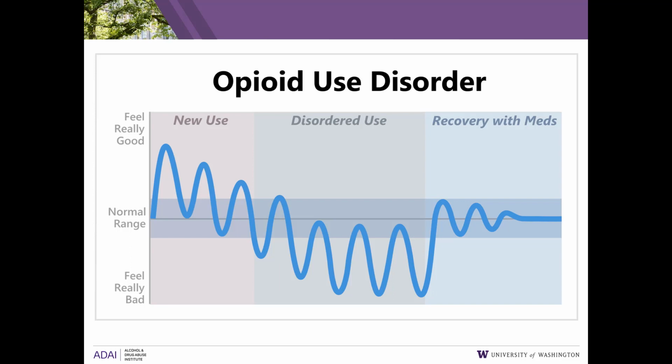Some people, when they try heroin or other opioids, may feel really good the first time they use it, as you can see on this chart. So with new use, people will feel really good. If they keep using opioids, over time they'll have increased tolerance, meaning they will need more to have the same effect. They will also start to feel symptoms of withdrawal when they don't use. These symptoms include fever, chills, nausea, diarrhea, emotional distress.